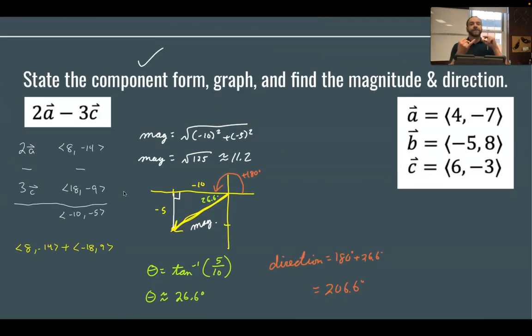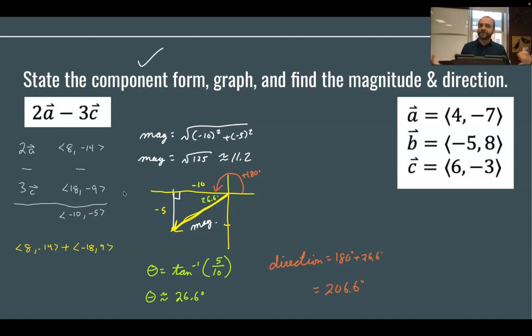do for this problem. We were asked to find the component form of the operation, 2 times vector A minus 3 times vector C, done in the lower left. We were asked to find the graph of it. We did that in yellow. The reason why we graph it is to help us with our magnitude and our direction, primarily the direction, because then we know what quadrant we're in.